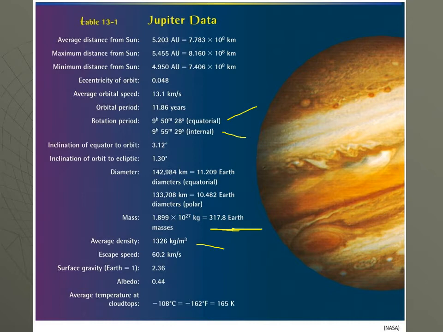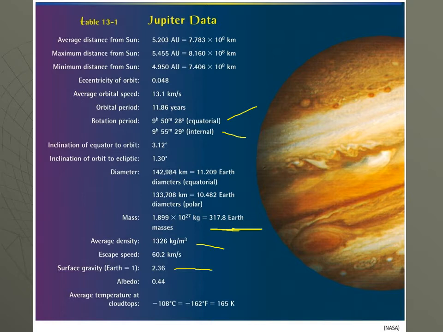Your book gives the surface gravity as about 2.36 times that of Earth. Now, I've always thought this was kind of silly to talk about the surface gravity of a planet that has no surface. But your textbook does this. Most every other textbook does this. It talks about the gravity at the surface of Jupiter and Saturn and Uranus and Neptune. And I keep going, well, they don't really have surfaces. These are not solid worlds. So what does that mean?